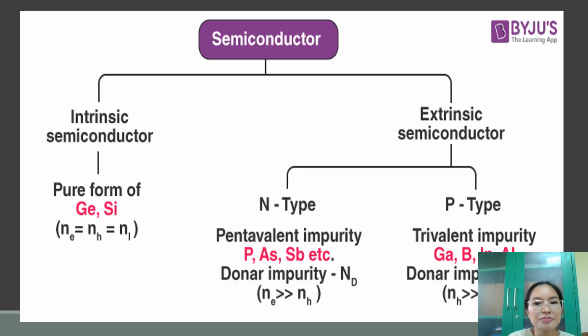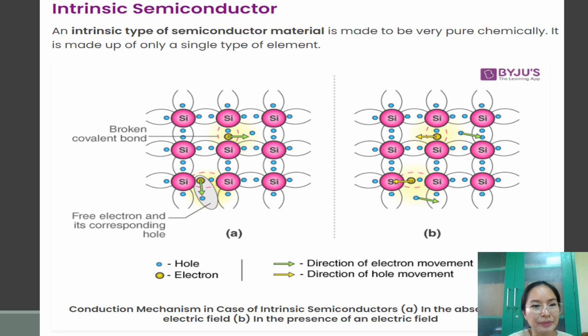Now, there are two types of semiconductors. These are the intrinsic semiconductor and the extrinsic semiconductor. What are intrinsic semiconductors? They are very pure chemically, and made up of only a single type of element. Like here on the diagram, these are silicon atoms only. So this is only an element of silicon, very pure.